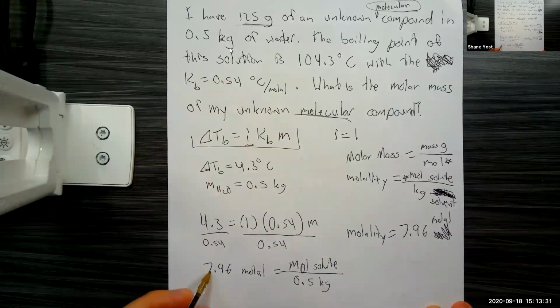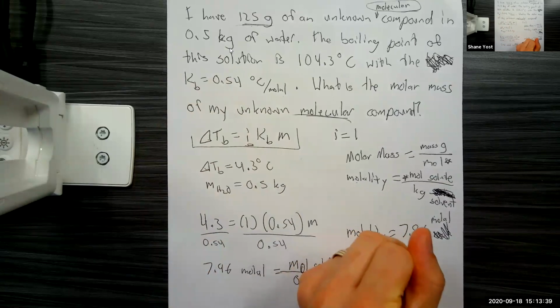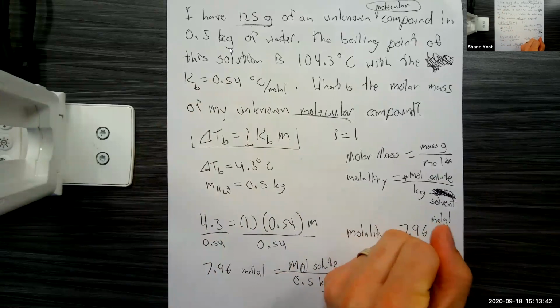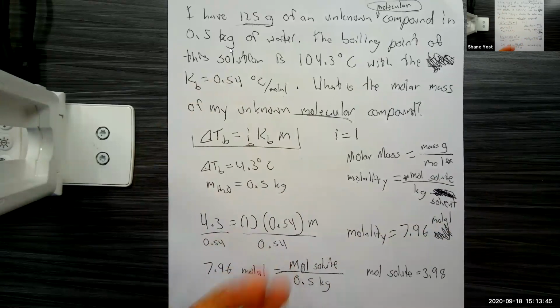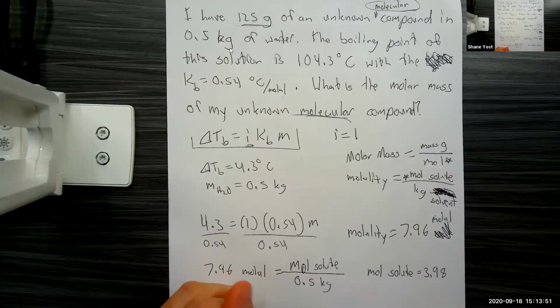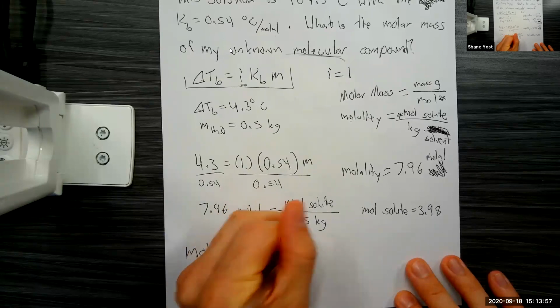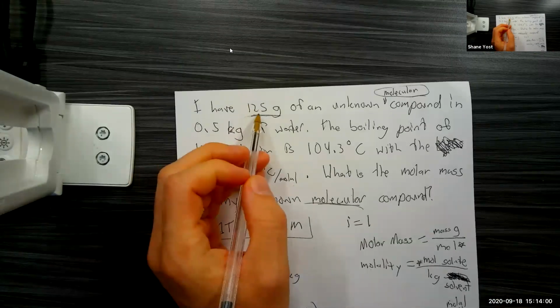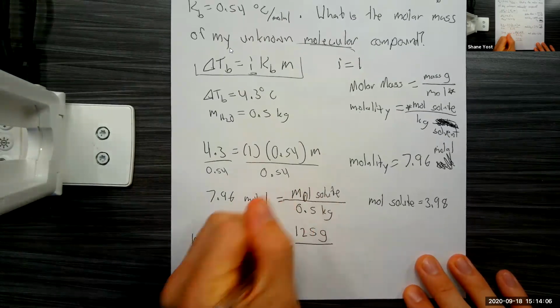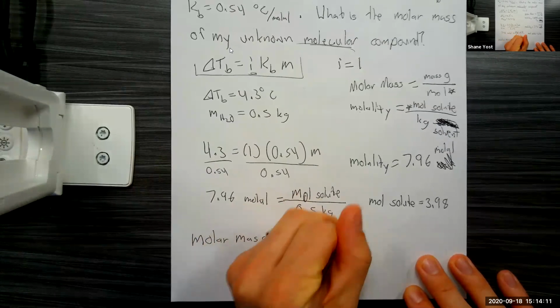So I just need to multiply 0.5 over to the other side, and that gives me my moles of solute is equal to 3.98. And so finally, let's get that molar mass. It's going to be the 125 grams that was given in the problem. I'm told I have 125 grams in the solution, and then I divide it by my 3.98 moles.